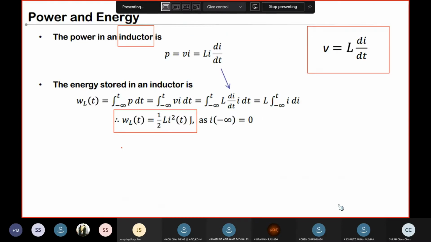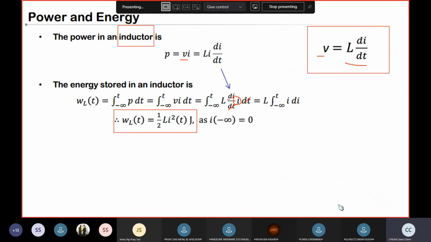So same thing for inductors. You can follow a similar proof. V is equal to L di/dt. I put it in here, the dt cancels out. I'm integrating i with respect to i, I get half i squared. And assuming that there's initially no energy stored in the system, then my energy is equal to half L i squared.